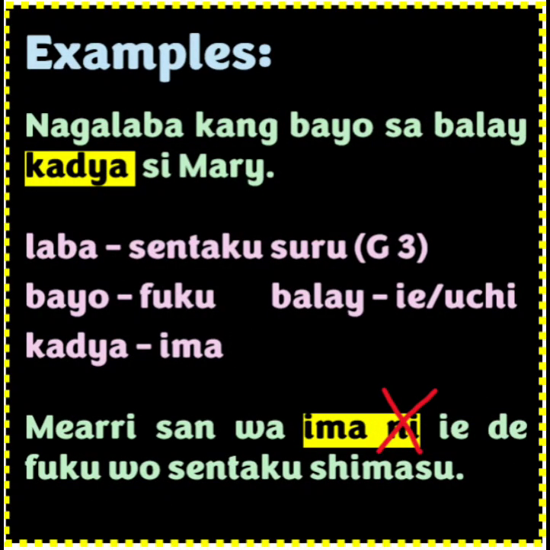Here's another example. Nagalaba kang bayo sa balay kadya si Mary. Laba is sentaku suru, and because of suru here, this becomes a group 3 verb. Bayo is fuku. Balay could either be ie or uchi, and kadya is ima. So, if we translate it into Japanese, it would be Mary-san wa ima ie de fuku wo sentaku shimasu. Again, ima is a time expression that does not require ni.